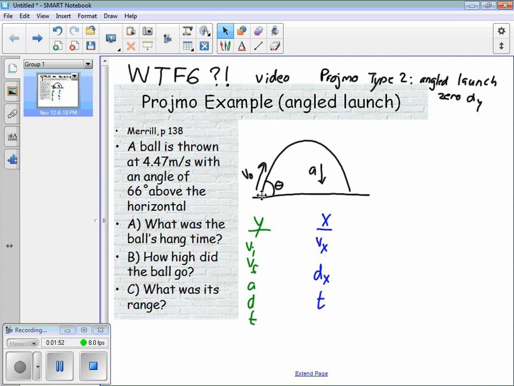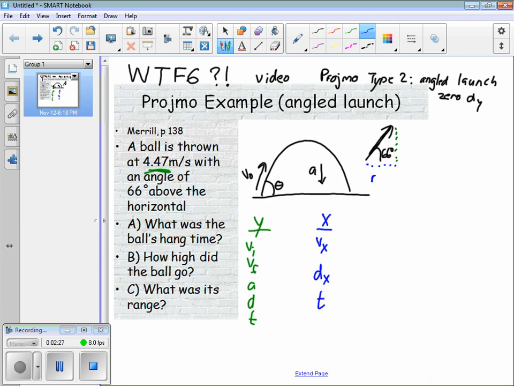Now you say, okay, well, where should I put this 4.47 meters per second? Because it seems like that's one of the velocities. Unfortunately, it is not. The 4.47 meters per second is a velocity that is going off like this at 66 degrees. What I need to do is break that down into a lovely little y piece and a lovely little x piece. Now, to get the x, I know I'm going to be using the cosine, so r times cos theta, and then we have r times sine theta.